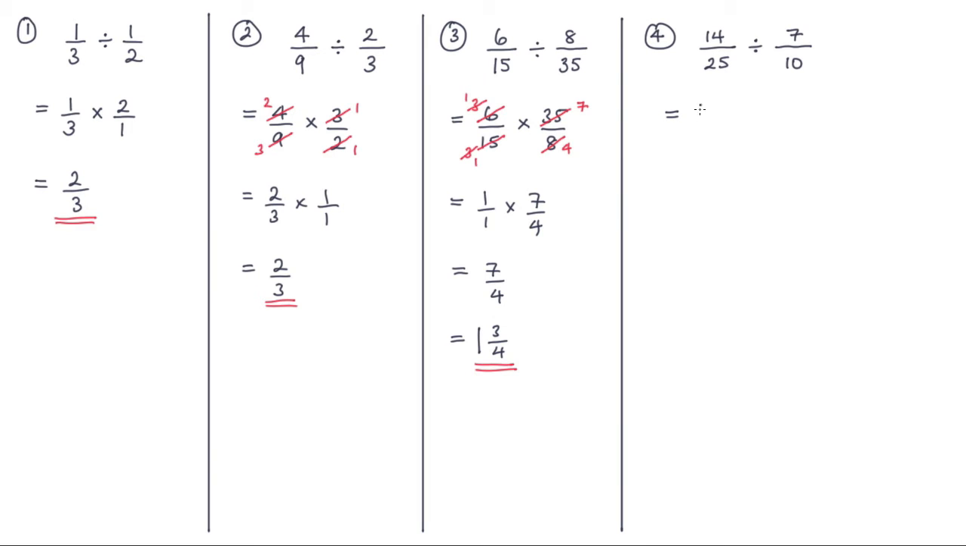Question 4, again, write down the first fraction, 14 over 35. Change the division to a multiplication and flip the second fraction. Let's look for opportunities to cancel. Well, 7 goes into 7 once, into 14 twice. 5 will go into 10 twice, and into 35 7 times. So we have 2 over 7 multiplied by 2 over 1. 2 multiplied by 2 is 4. 7 multiplied by 1 is 7.